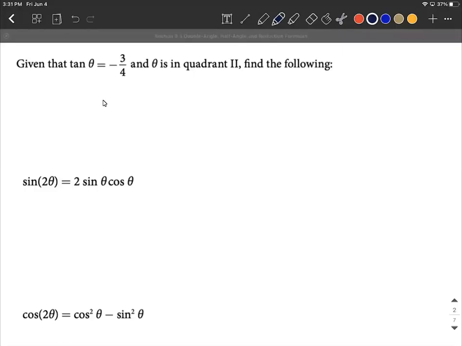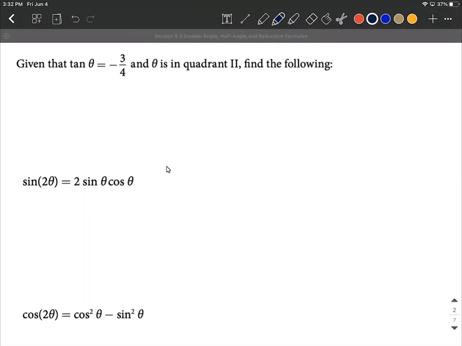Okay, in this example, we're given that tangent of theta is negative 3/4 and that theta is located in quadrant 2. So we want to find the double angles for sine, cosine, and tangent as we go through this. When we get going on this, notice that each one of these formulas is going to need sine of theta and cosine of theta in addition to this tangent of theta.